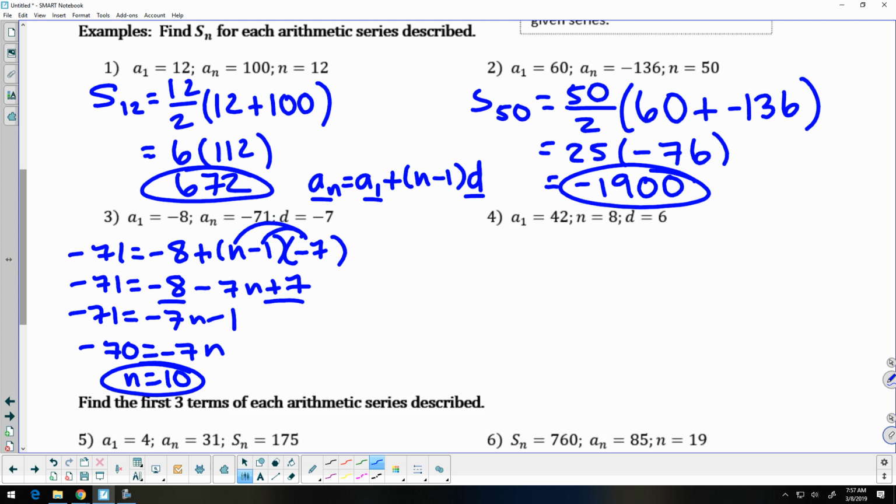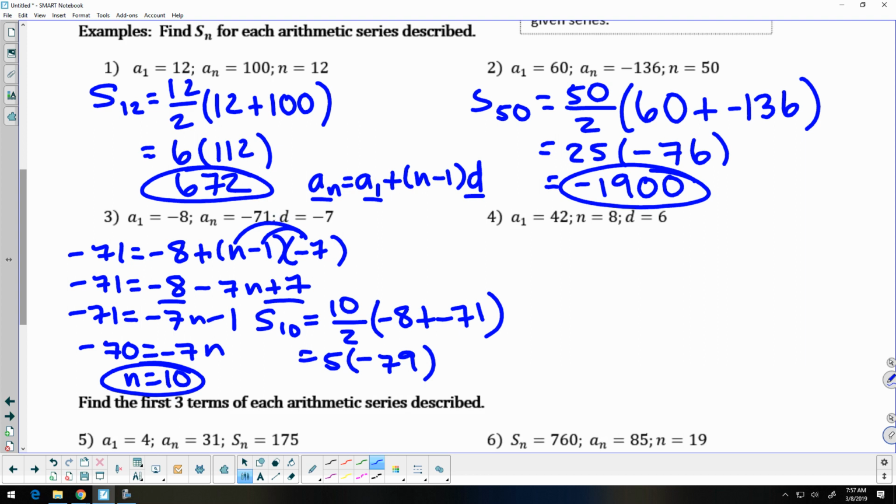So from negative 8 all the way down to negative 71, subtracting 7 each time, it's a total of 10 terms. Okay, so now plugging this all into the new formula, we're finding the sum of these 10 terms. So it'd be 10 over 2, and then a sub 1 again is negative 8, plus a sub n is negative 71. So this would just be 5 times negative 79, and that comes out to be negative 395 is the final sum.